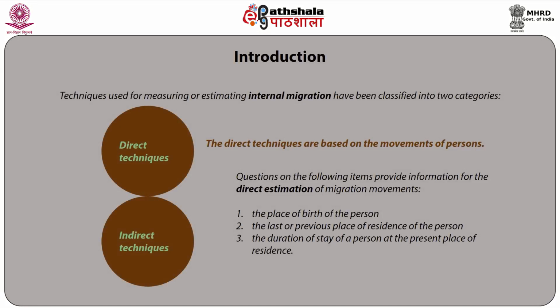Techniques used for measuring or estimating internal migration have been classified into two categories: direct techniques and indirect techniques. The direct techniques are based on the movements of persons. Questions on the following items provide information for the direct estimation of migration movements: the place of birth of the person, the last or previous place of residence of the person, or the duration of stay of a person at the present place of residence.